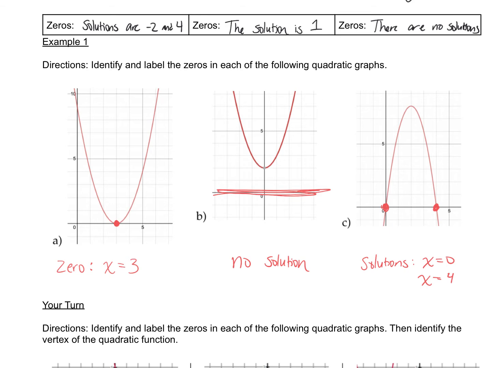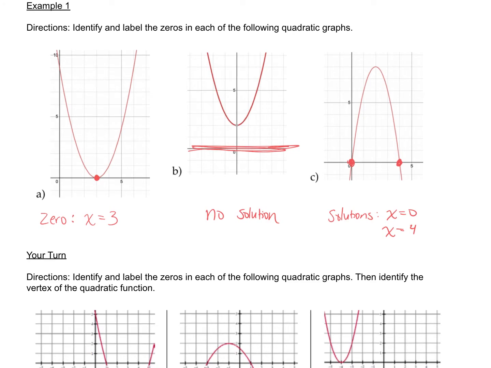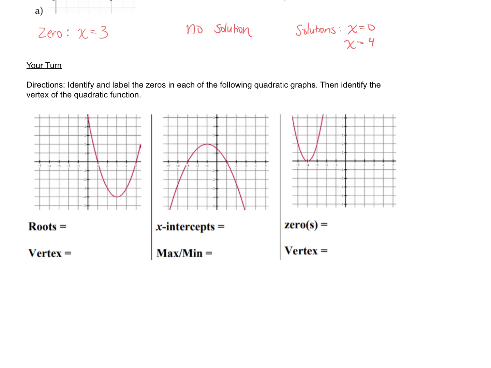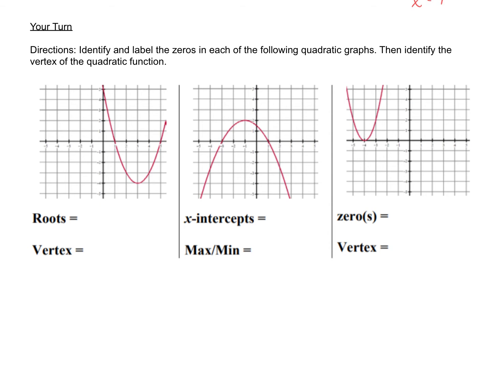All right, I want you to go ahead and pause the video right here, and try the your turn on your own. For this your turn, the directions state to identify and label the zeros in each of the following quadratic graphs, and then identify the vertex. So you're just going to look at those graphs and identify the zeros and the vertex. So take a moment, pause the video, and try these on your own.